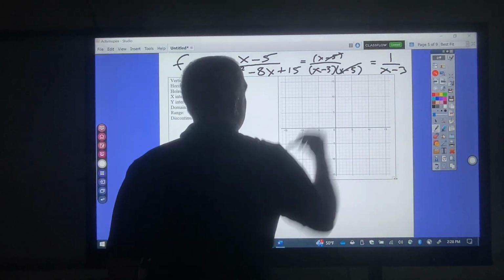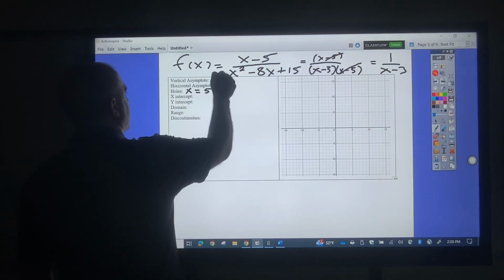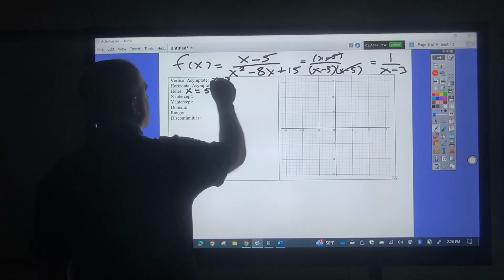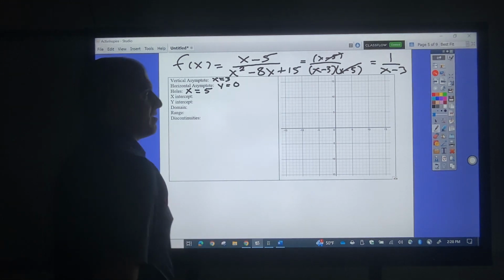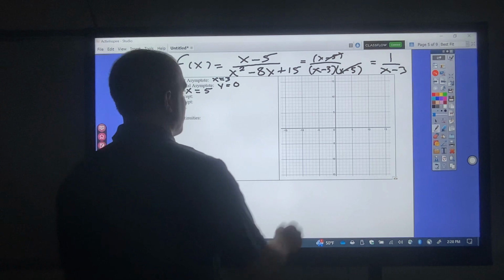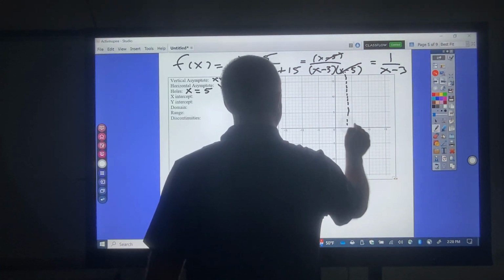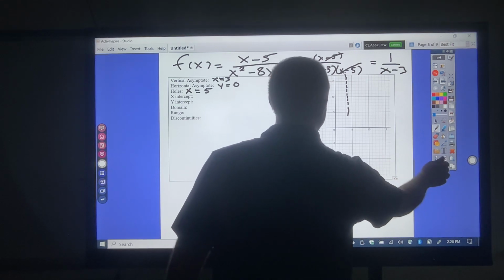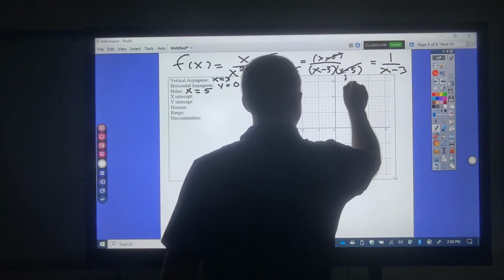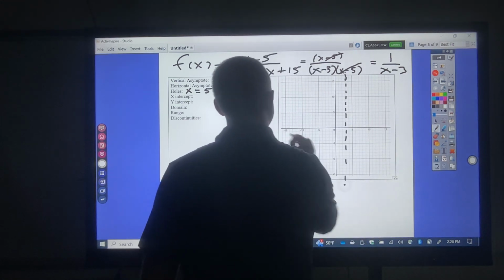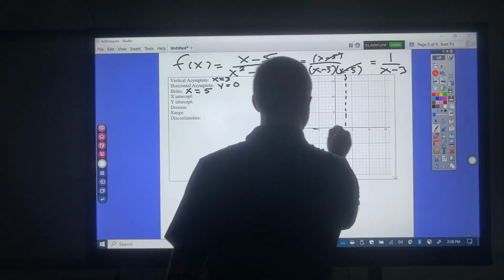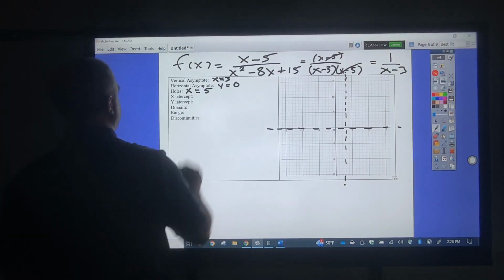What scenario do I have now? I'm going to solve the denominator. That's x equals 3. I have the horizontal being y equals 0 because the denominator has a bigger power. Okay, so 3 and 0. Okay, all right.